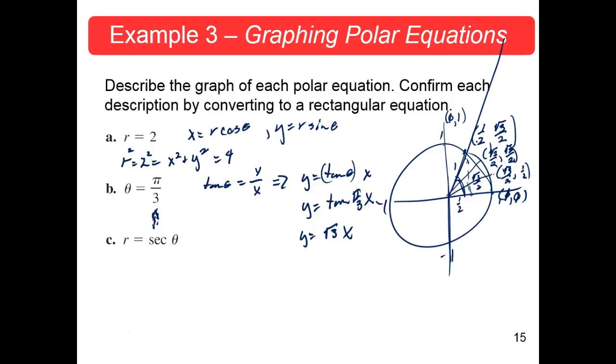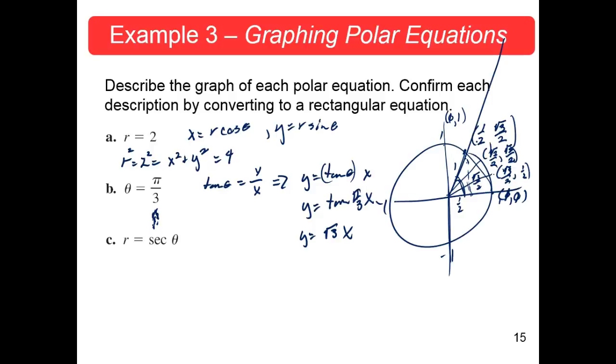R is equal to secant theta. It says describe the graph of that polar equation. Okay? Now, actually the graph of it is harder to do. The other two you could just think about what the graph was. This one you're going to have to do a little bit of work to do the graph. Okay? And on this one, let's take these points that we have right here, okay?